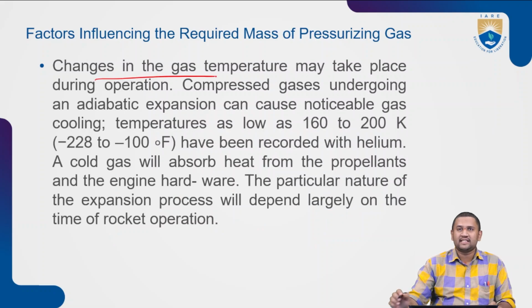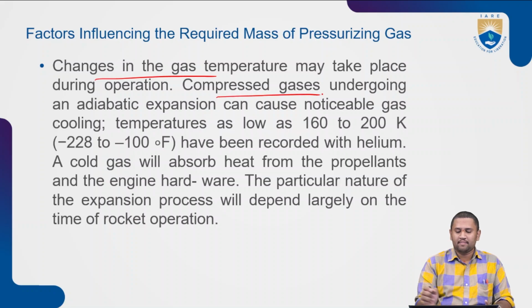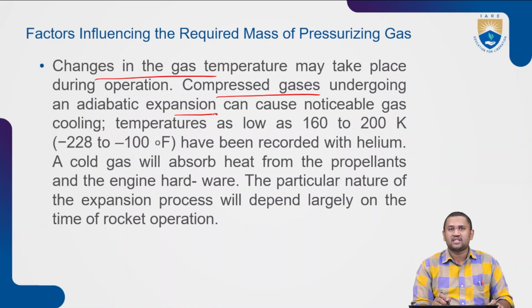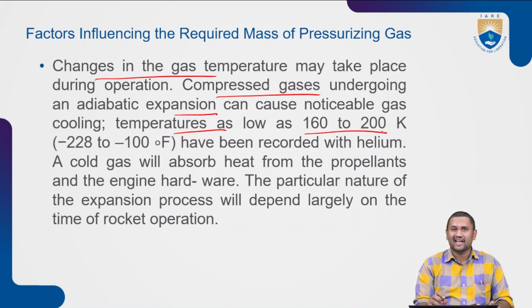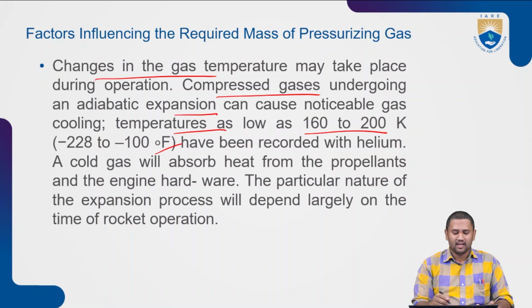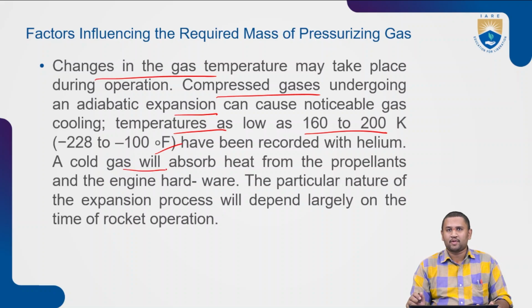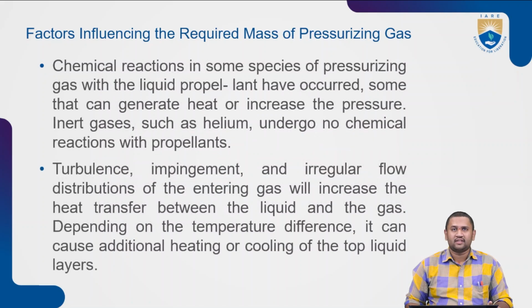Next one will be the changes under gas temperature that may take place during operation, that is during the flight. But the compressed gases that are undergoing adiabatic expansion can cause a noticeable gas cooling. Temperatures as low as 160 to 200 Kelvin, or minus 228 to minus 100 degrees Fahrenheit, have been recorded with helium. A cold gas will absorb the heat from the propellant and the engine hardware. The particular nature of the expansion process will depend largely upon the time and the type of propellants that we are selecting for any rocket operation.